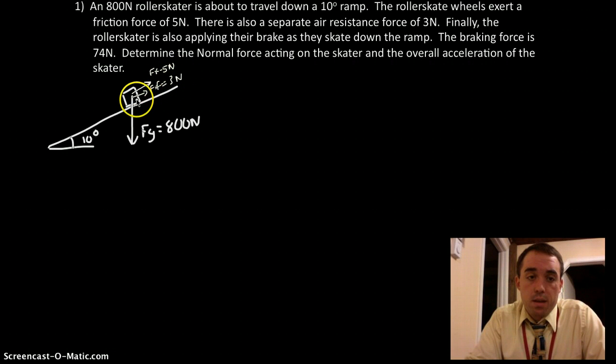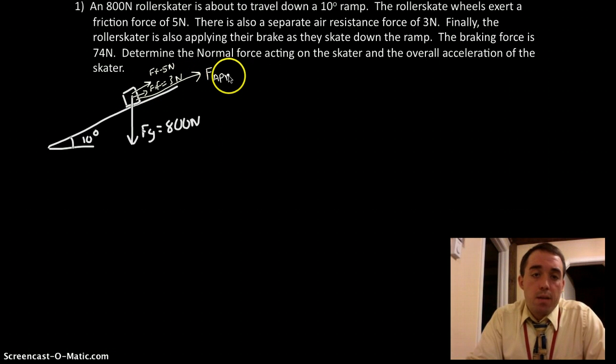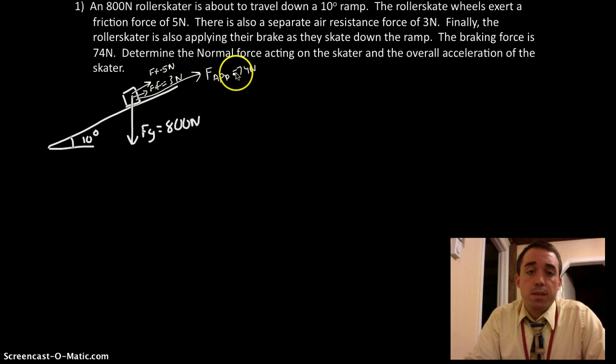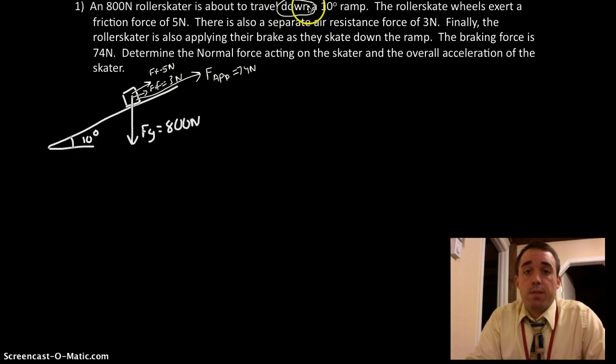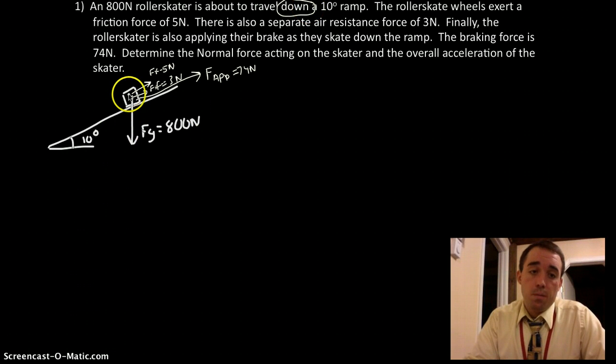And finally, this one's a much bigger force. It's a braking force, but it's really an applied force. You're the one pushing down. So that's 74 newtons. So you have 3 forces acting up. They're all trying to slow the skater down. The skater's traveling down the ramp because it says traveling down the ramp. We have to find the normal force. The normal force is going to do something like that. We have to figure that out.